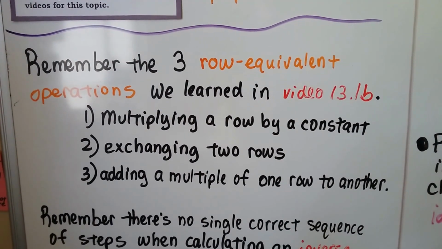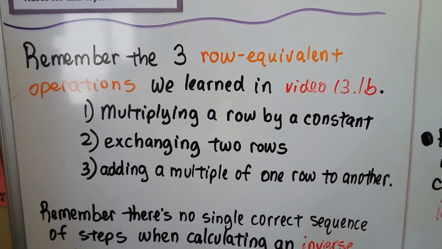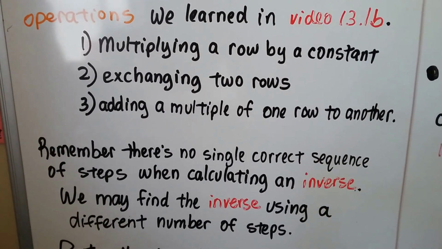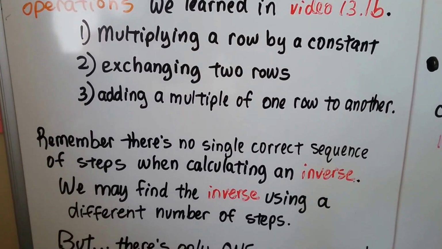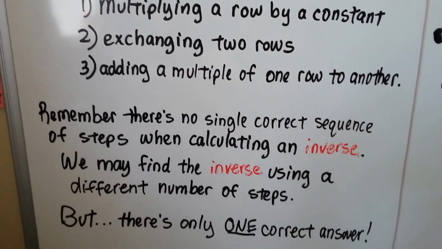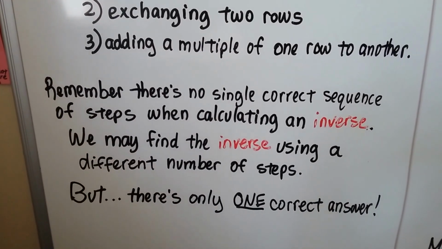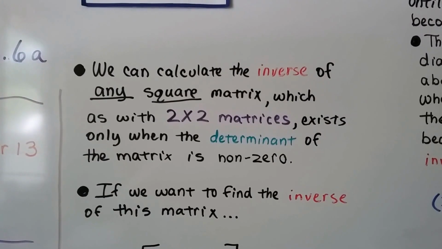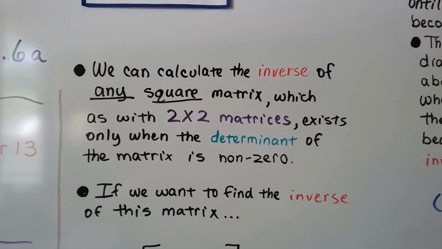Multiplying a row by a constant, exchanging two rows, adding a multiple of one row to another. And remember, there's no single correct sequence of steps when calculating an inverse. We may find the inverse using a different number of steps or a different order, right? But there's only one correct answer. So you could follow along with me and do it in a slightly different order and still get the right answer.